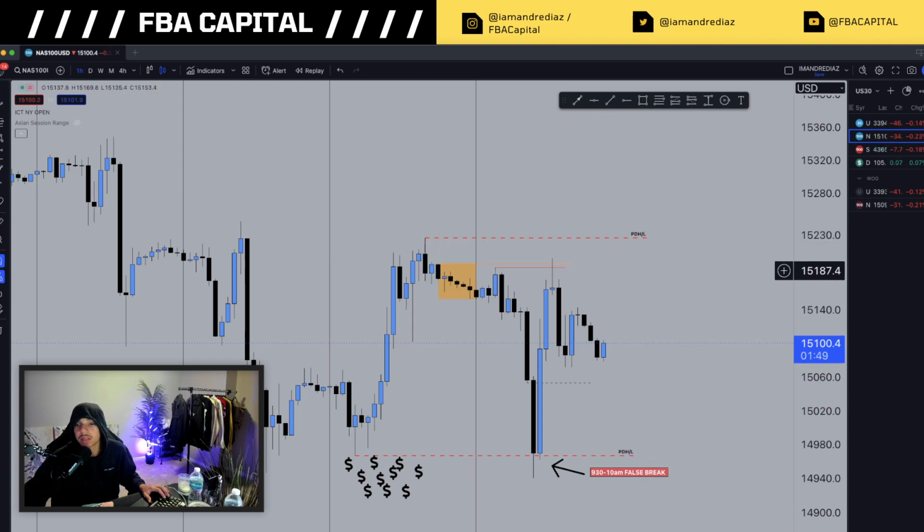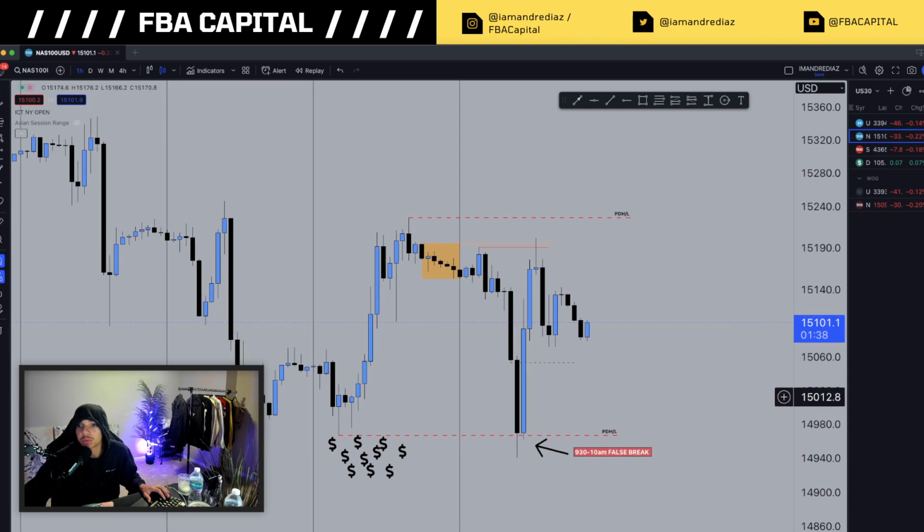So price ran the London and the Asian session high at what time? 12 o'clock. And that led price to slowly go into this retracement. Now, it didn't fully reverse. It just had its little retracement. But it was a simple trade.